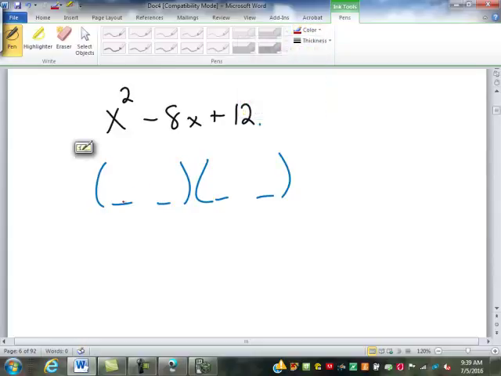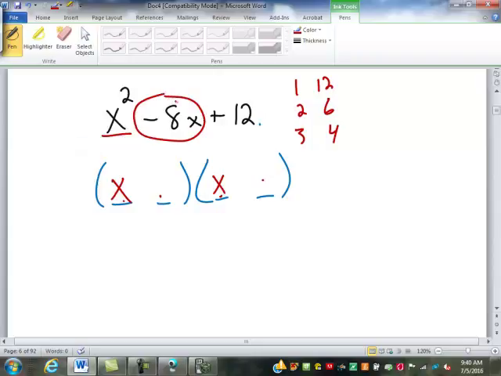What's the first number have to be here for each of them? X times x to make the x squared. These two have to multiply to make 12, right? So I'm looking at 1 times 12, 2 times 6, or 3 times 4. Or it would also be positive if it was a negative 1 times a negative 12, and a negative 6 times a negative 2, and a negative 3 times a negative 4. Why am I bringing that up? Because this adds to a negative 8, which means I'm probably going to be dealing with negatives somewhere.